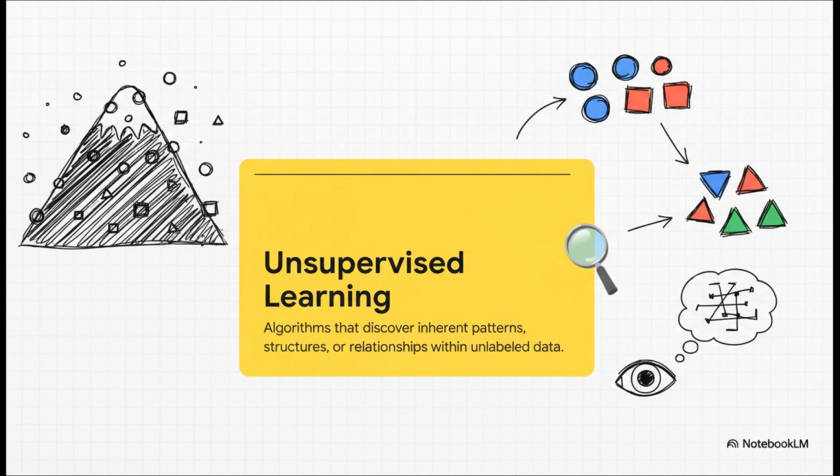But here's the crucial part, and you need to remember this. The model doesn't know what those groups mean. It finds the clusters, but it's our job, as the humans in the loop, to look at those groups and say, I see. This is a group of one type of customer, and that's another. The machine finds the structure, we provide the meaning.